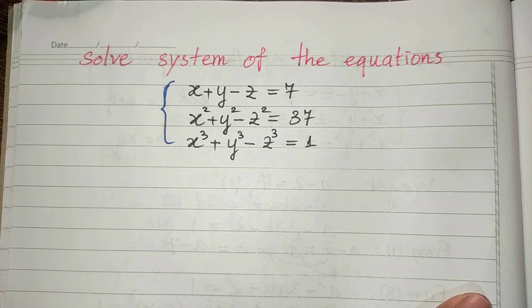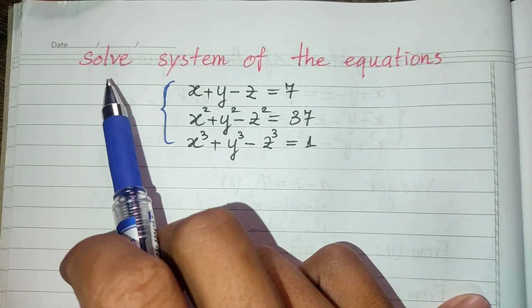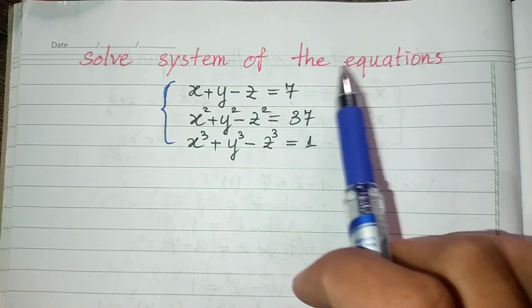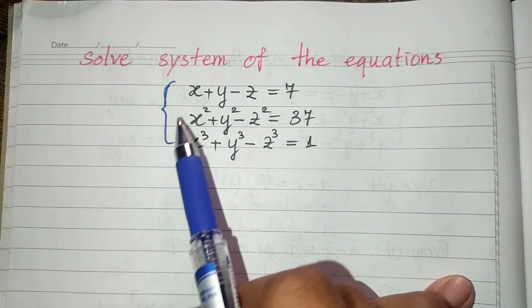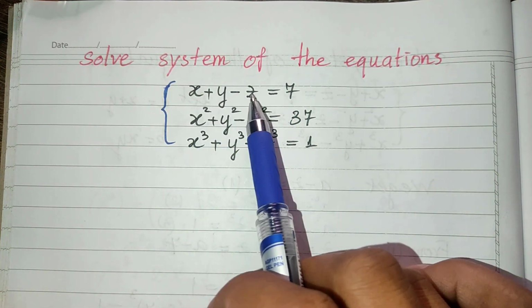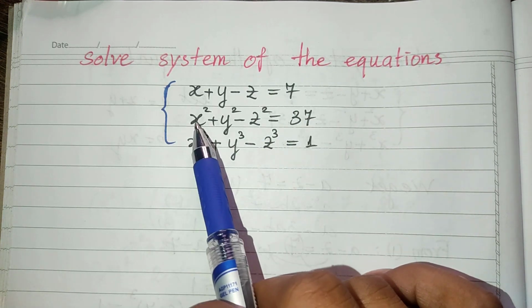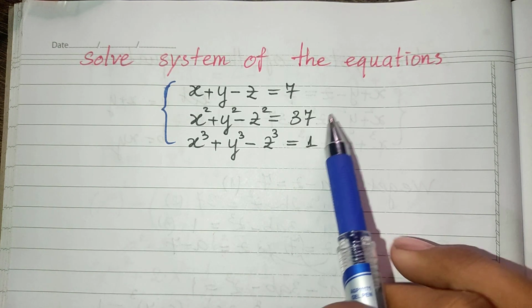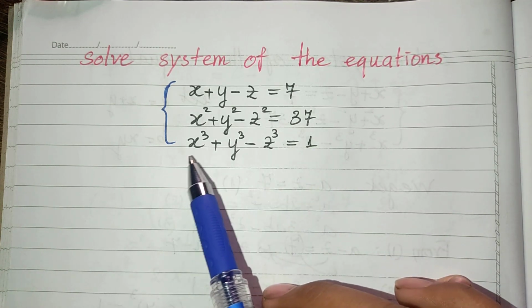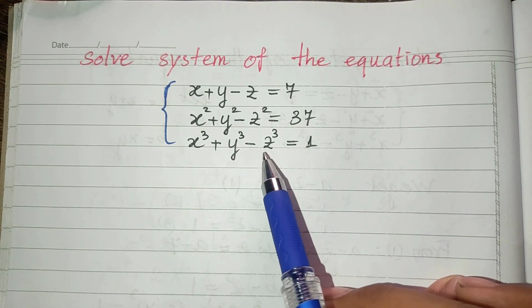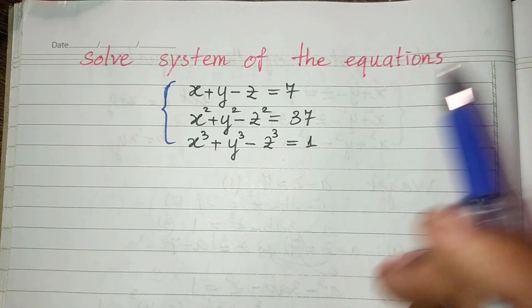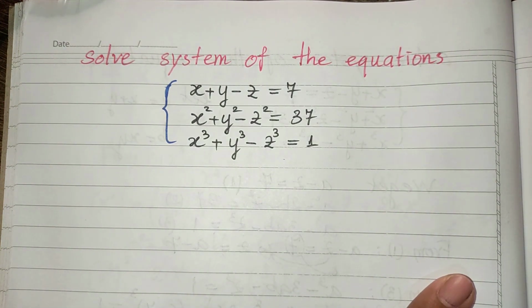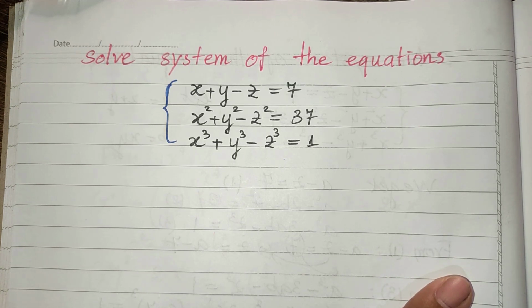Today I have one exercise. Solve the system of these equations: x plus y minus z equals 7, x squared plus y squared minus z squared equals 37, and x to the power 3 plus y to the power 3 minus z to the power 3 equals 1. Do you know how to solve this? If you know, please do it. When you are done, please come back to watch my video from beginning to end to verify your solution.